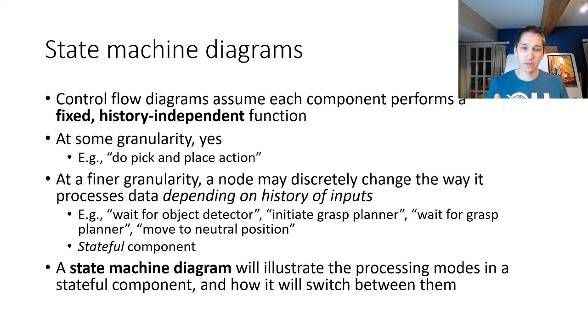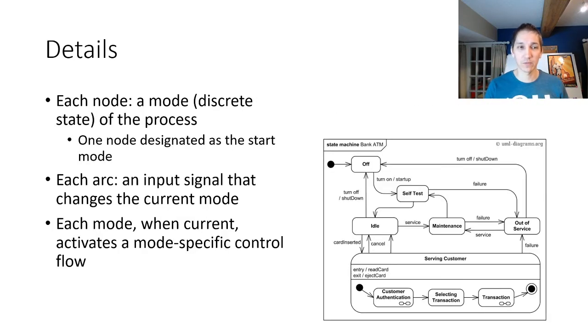So the state machine diagram tells us how these modes will switch between each other, and based off of what signals. The general details are that each node here is going to be a discrete state of the process, or a mode. One of these is going to be designated as the start mode. Each arc is going to be some sort of signal that changes the current mode, and each of these activates a certain mode-specific control flow when it's activated.